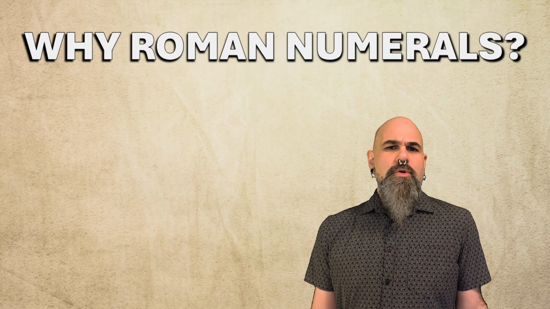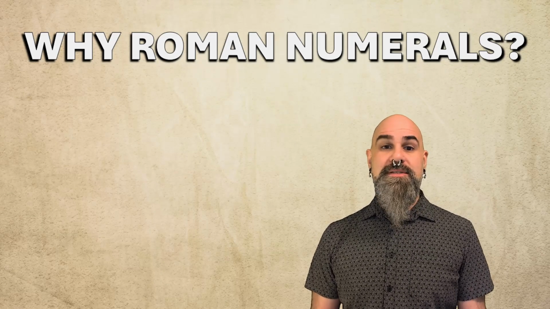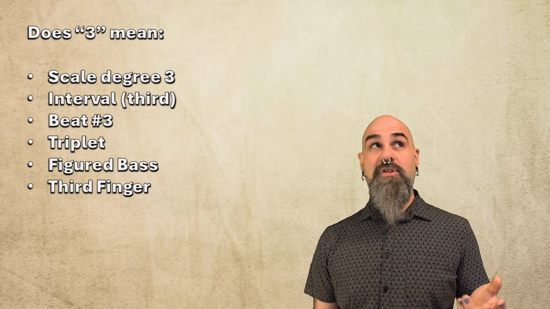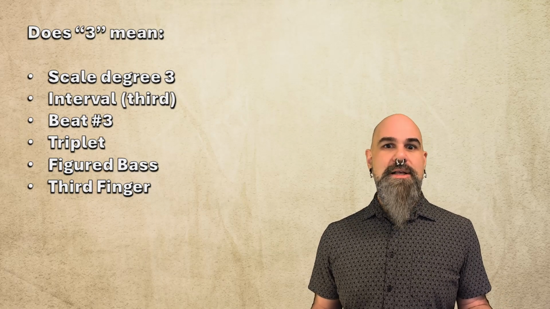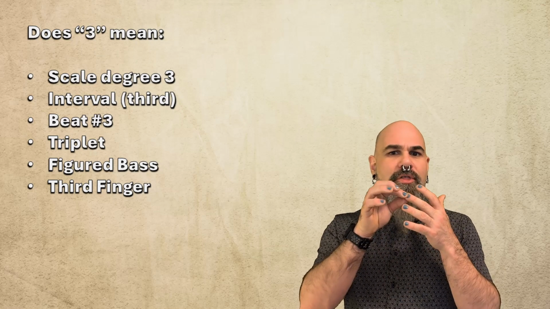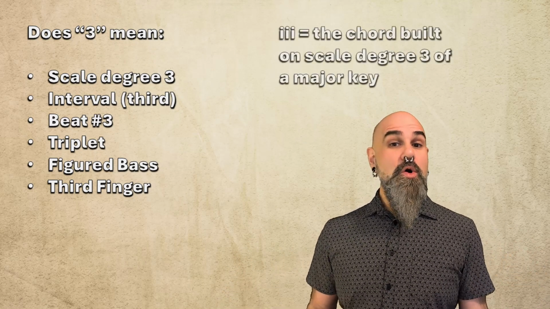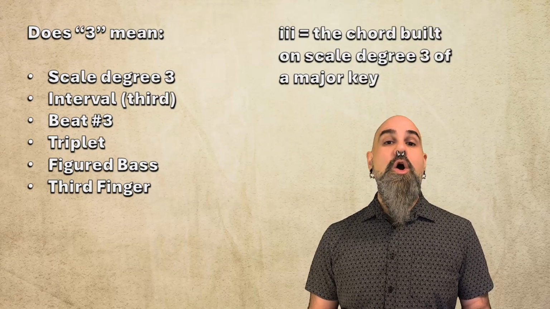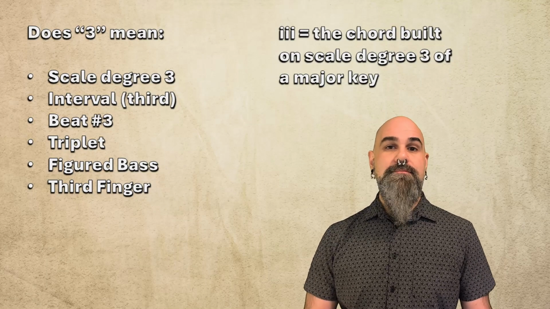But why Roman numerals? Well, we use numbers in music for everything. If you see the number 3, does that mean scale degree 3, the interval of a third, beat 3 of the music, a triplet, a figured bass number? Do you play that note with your third finger? We have so many numbers, it gets confusing. The Roman numerals always specifically refer to the chords in a key. Roman numeral 3 is always the chord built on scale degree 3.